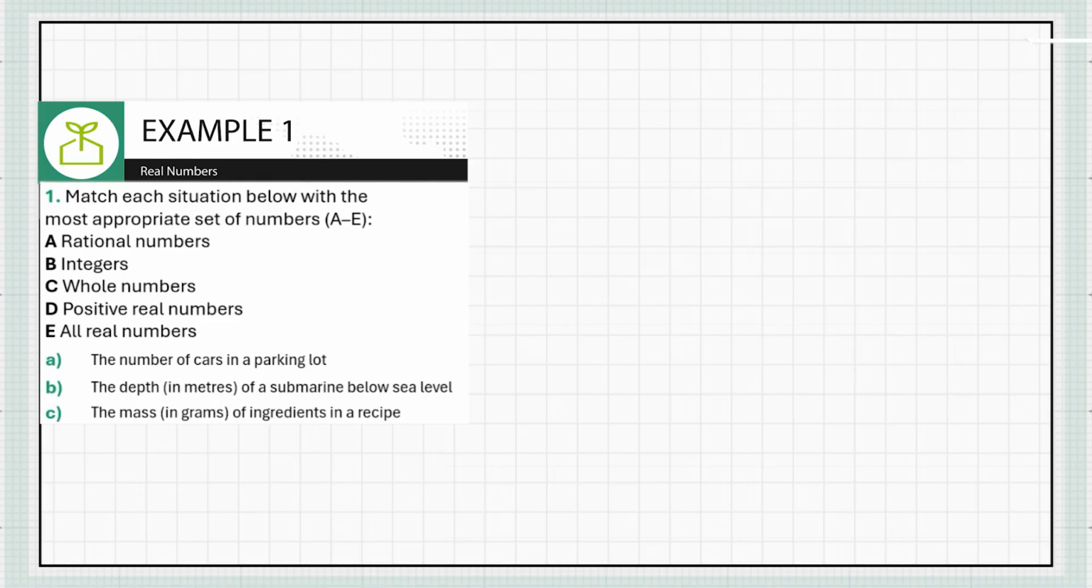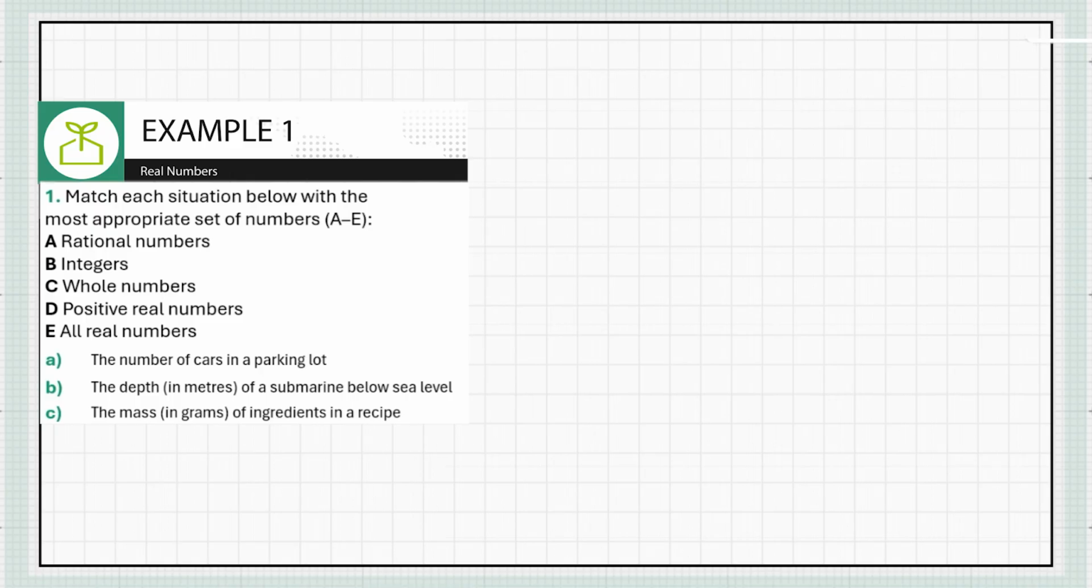Okay, so now we're going to look at deciding which number set would fit a different situation. So there will be some of these which have potentially some areas where you could argue a different number set, and I'll go through that as we go. So we're going to match each situation with the most appropriate set of numbers. We've got A, which is rational numbers, B, which is integers, C, which is whole numbers, and D, which is positive real numbers, and finally E, all real numbers. So every single value, both positive, negative, irrational, and rational.